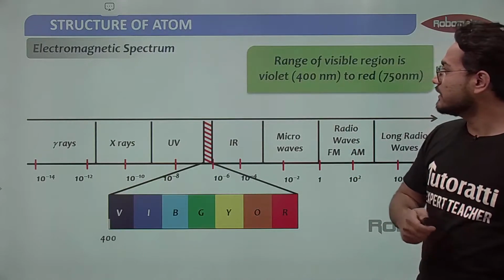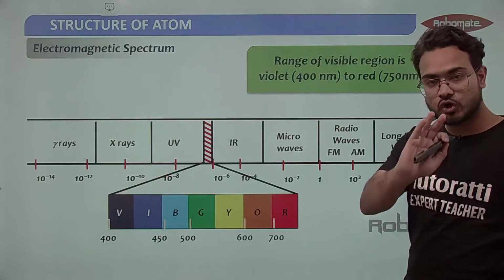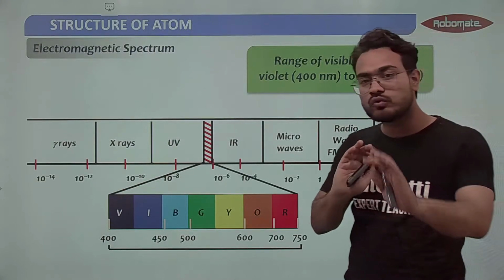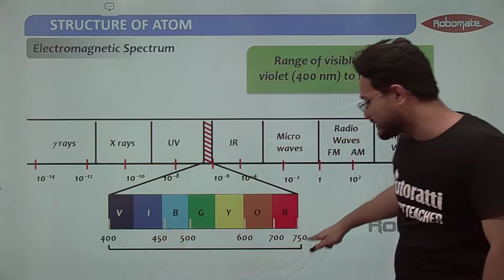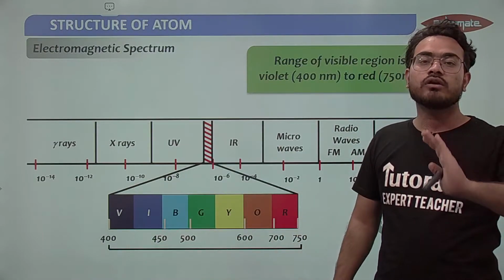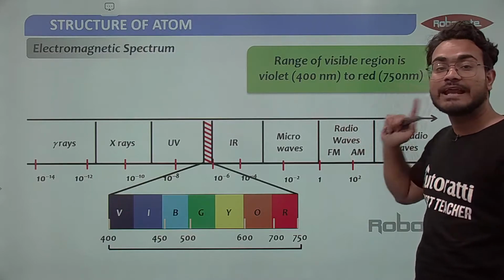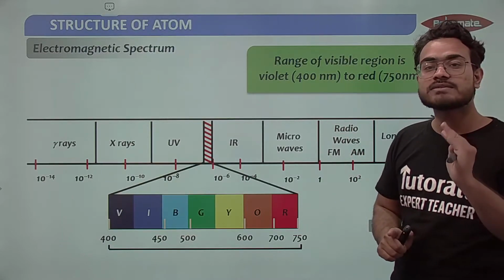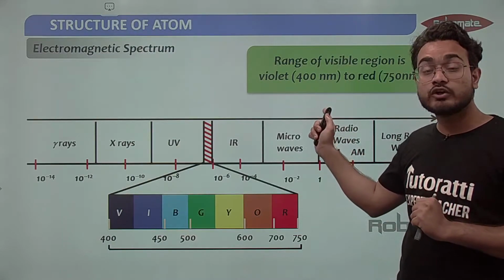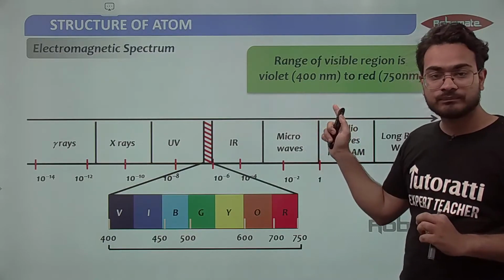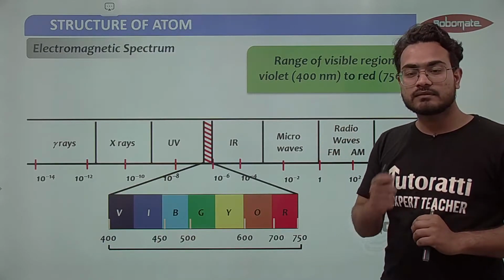If we move ahead with this, one thing is important: you have to remember the range of this visible region. It is 400 nanometer to 750 nanometer. You need to remember this range.